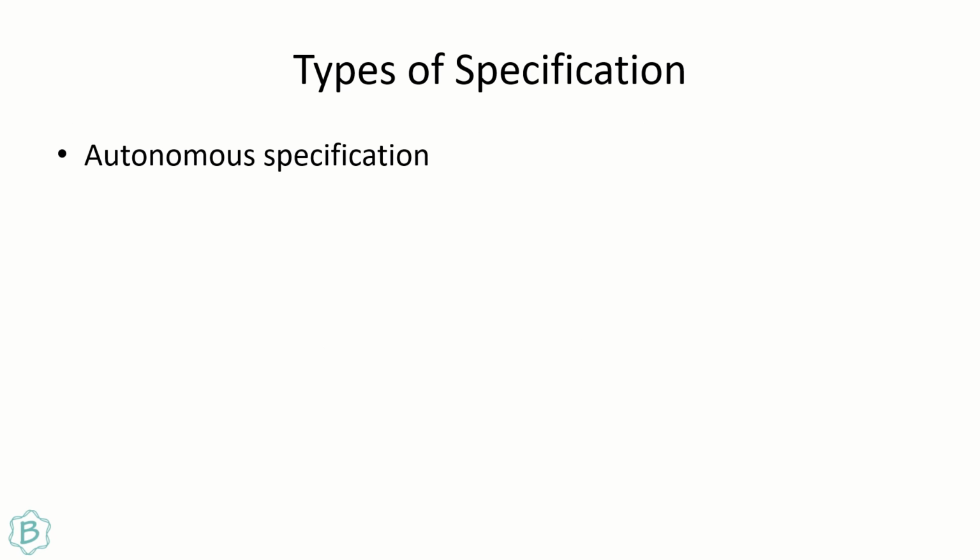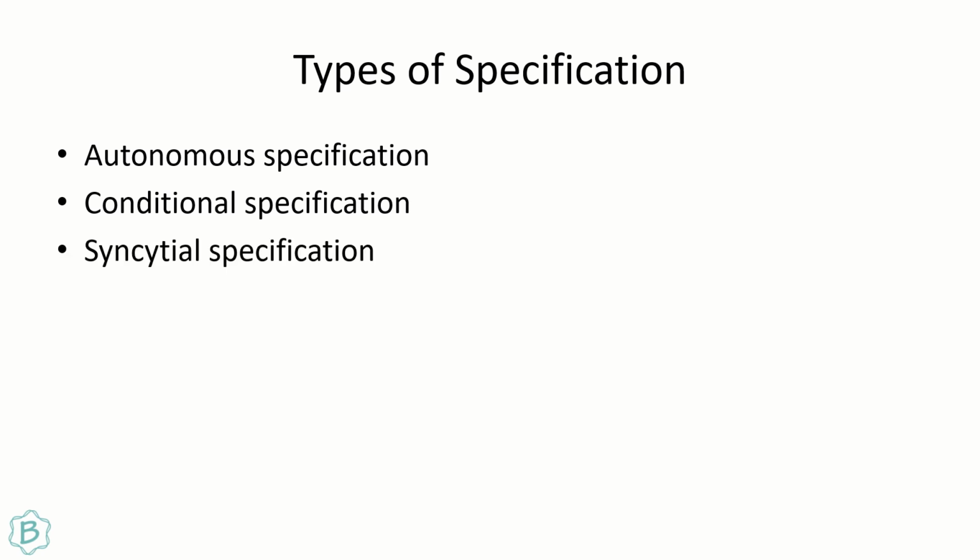Next, types of specification. In the previous class, I told what specification is. Specification means the cell's fate is not fixed yet. It is very labile and changeable. It can revert its fate. That is what is known as specification. There are three types of specification. First is autonomous specification, second is conditional specification, third is syncytial specification. I will deal with each with examples in later slides.